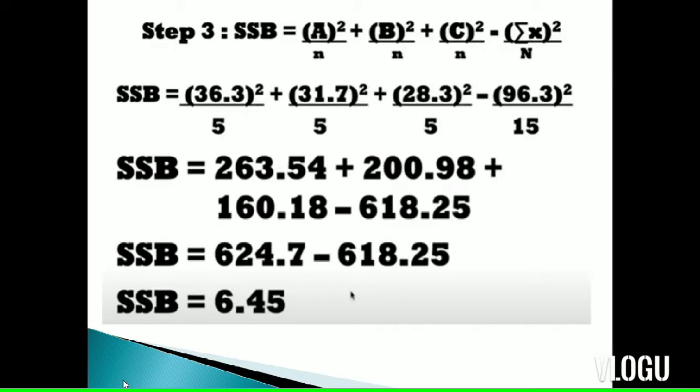Step 3. So SSB. SSB is equals to A squared over N plus B squared over N plus C squared over N minus the squared of the summation of X over N. So substitute lang nato na ang mga value nila, then compute. Use calculator para di na ka maglisod. So we have the total of SSB, 6.45.